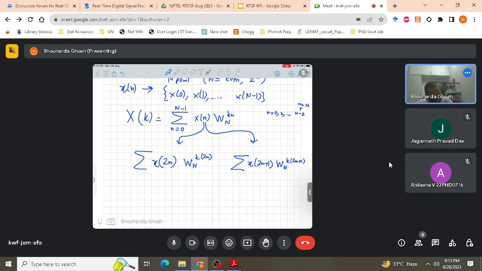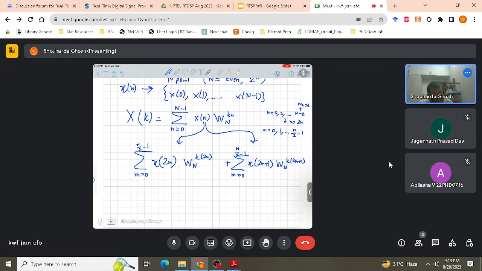Now when I go for n equal to 2m, what are the corresponding indices of m? m will be the half: 0, 1, all the way till N by 2 minus 1. So what does m range from? m ranges from 0 to N by 2 minus 1. Similarly here also m will range from 0 to N by 2 minus 1.